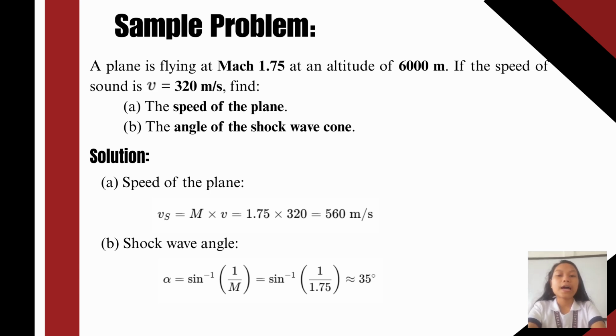Next, we find the angle of the shockwave cone. This angle alpha is calculated by the inverse sine of 1 divided by the Mach number. So the inverse sine of 1 divided by 1.75 gives us about 35 degrees. So this is the angle of the cone-shaped pressure wave that creates a sonic boom.